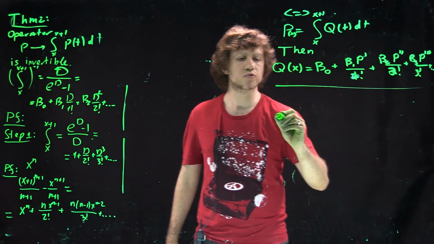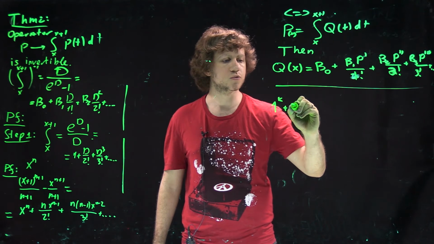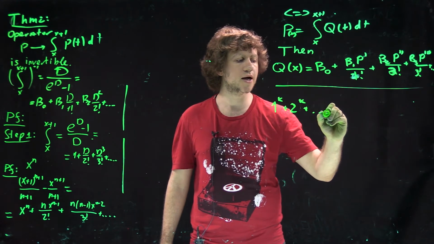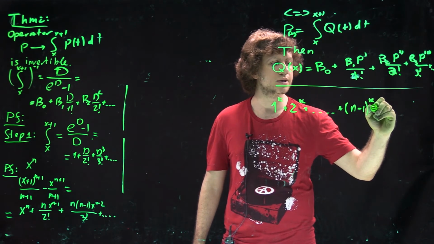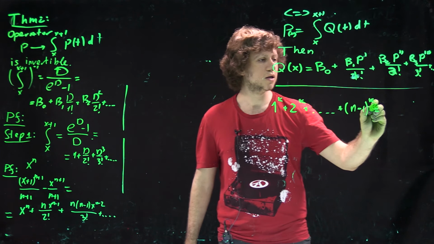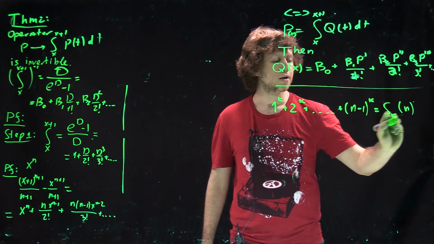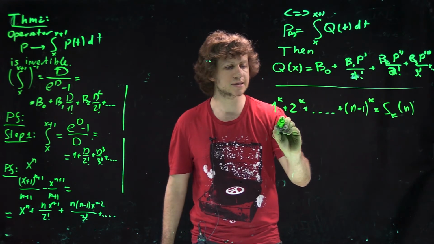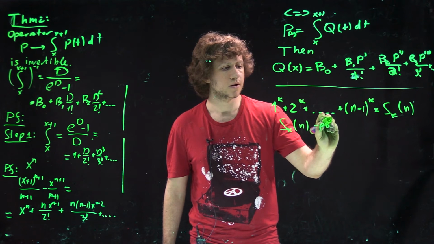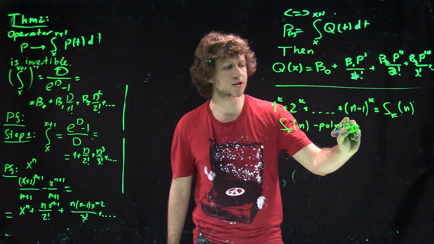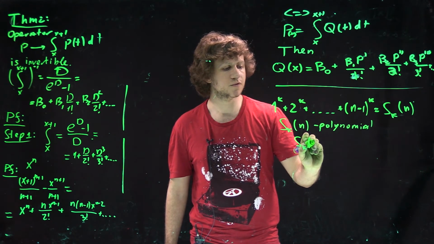So recall that we were trying to understand the following. We had 1 to the power k plus 2 to the power k plus and so on, and I will stop at n minus 1 to the power k, and this is some polynomial, let me call it S_k of n. And what we have already seen is that this S_k of n is a polynomial. We proved that it is a polynomial. We even checked last time that S_k of 0 is equal to 0.